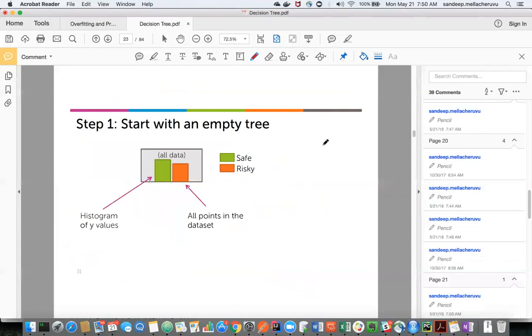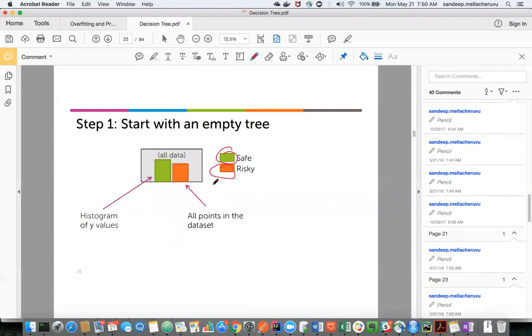What you do is you start with an empty tree, which means it will have only the root. At the root, compute in your entire training data the number of safe loans and the number of risky loans. Let's say in your entire training data there are 20 safe loans and 15 risky loans. Just keep that in your root node, saying I have 20 safe loans, 15 risky loans.